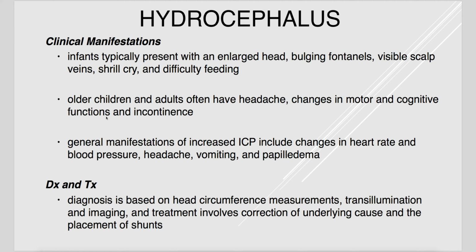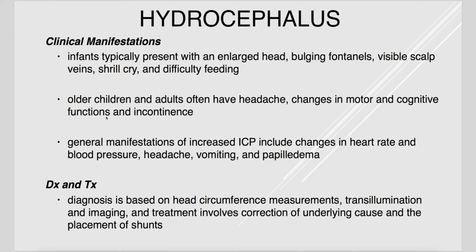As far as diagnosis and treatment, head circumference, if it's increased, is going to be suggestive. Also transillumination. If you transilluminate the head, you will be able to clearly see that there is water, which is the cerebrospinal fluid. Imaging to look for any of these stenotic causes, or maybe there's a tumor that's causing a blockage. And as far as treatment, correcting underlying causes, and also placing shunts.